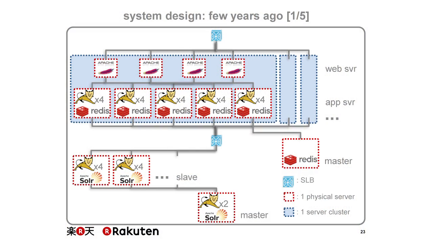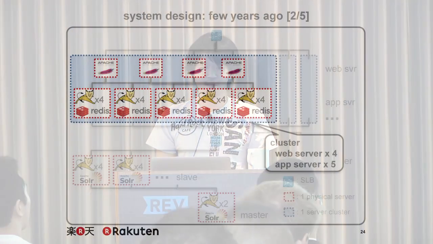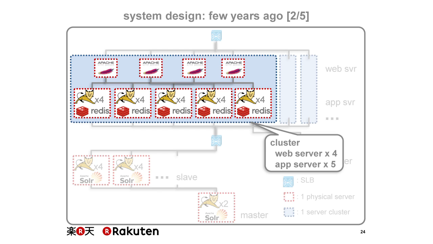Okay, this is a simplified system design of one of our advertisement web APIs, which we made a few years ago. As you can see here, we are using a master-slave composition. The actual networking is more complicated and redundant, but I gave up writing it down here. For the front end, we adopted a clustered model. The red line box stands for one physical server, and the blue box stands for one cluster. One cluster consists of four web servers using Apache and five application servers using Tomcat. Each application server has two or four Tomcat instances, and it also has a Redis slave instance.